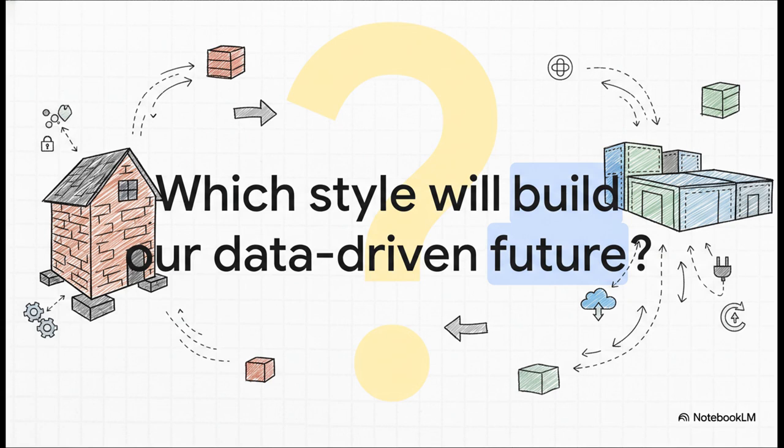But this story isn't over. This architecture is constantly changing, which brings us to one final big question. As our digital world generates more data than we can even imagine, what's going to build our future? Will it be the rigid, reliable foundations of the traditional brick house, or the fast, flexible design of the modern modular home? Which architectural style is ultimately going to win?